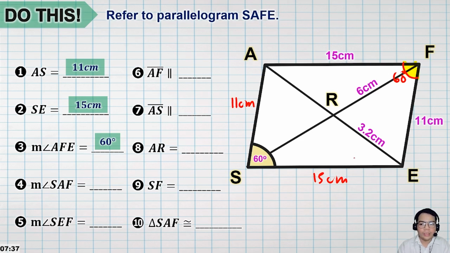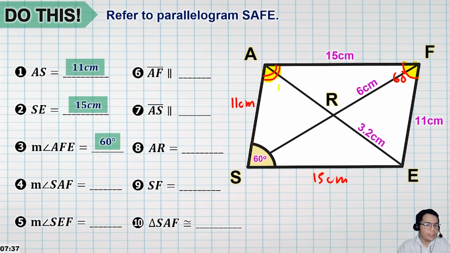Next, let's have what they think now is the measurement of angle SAF. Ano kaya yung measurement ni angle SAF? Yes, Ella. 60 degrees. Or is it also 60 degrees? Ilocate muna natin sa angle SAF. Ayan, dito sa angle SAF. I think we're talking about this given angle.